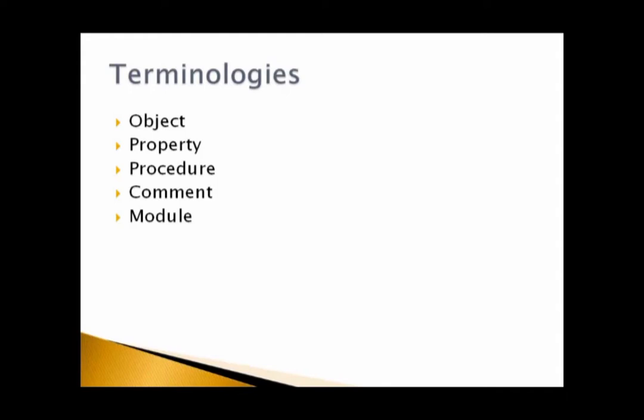And these things have properties, like the font, the color, the back color, the fore color. These are the properties. Then the procedures: the code we are going to write, we are going to write it inside a procedure. In VBA, we call it a subroutine. We are going to break up whatever we are going to do into small subroutines so that it's easy and manageable.